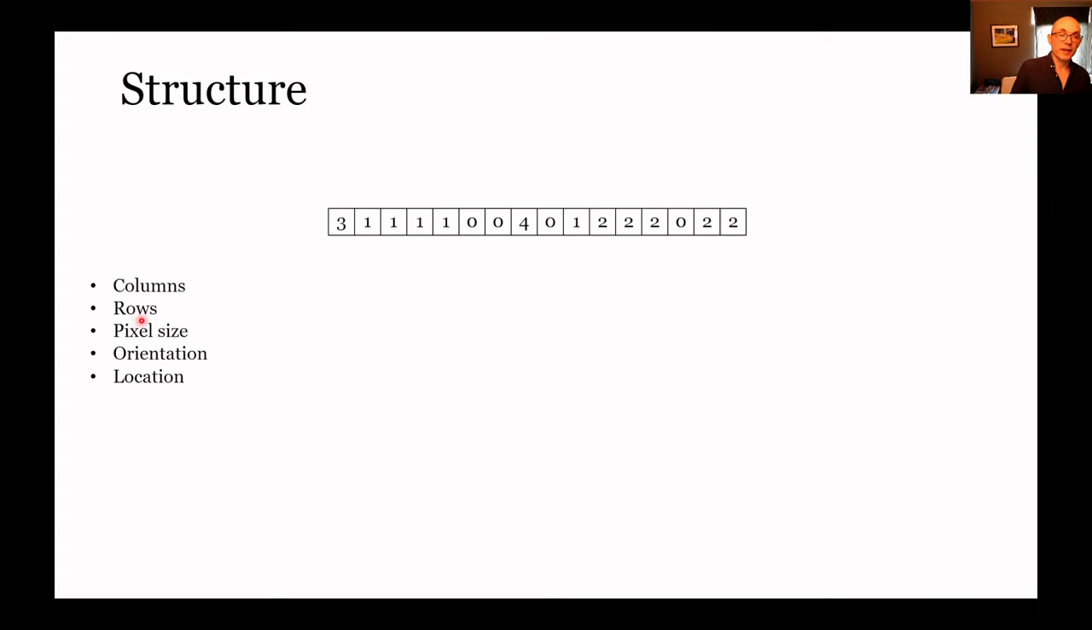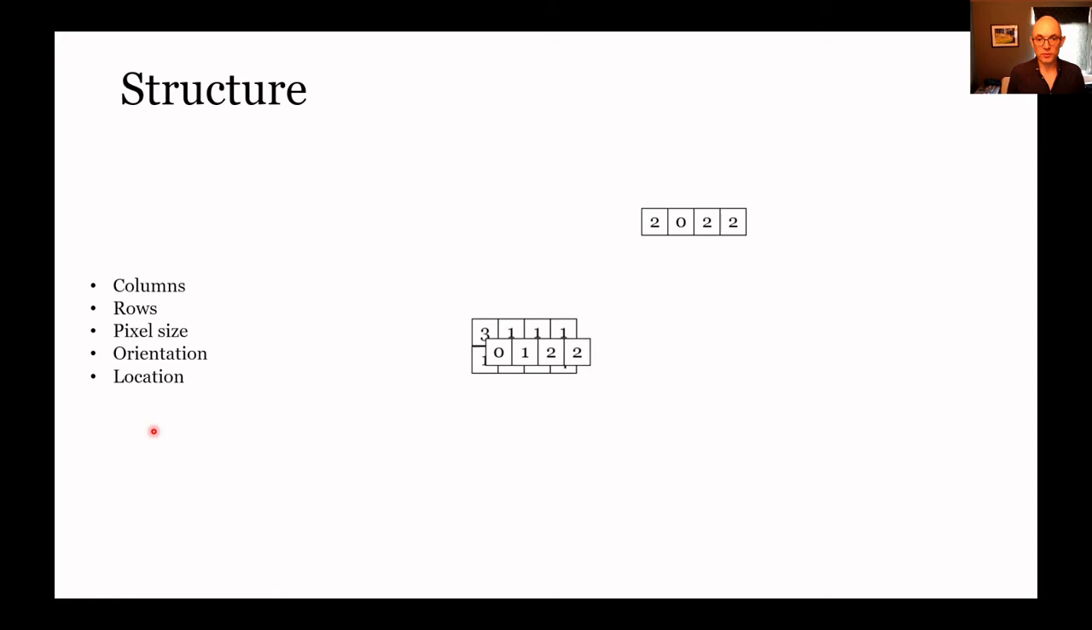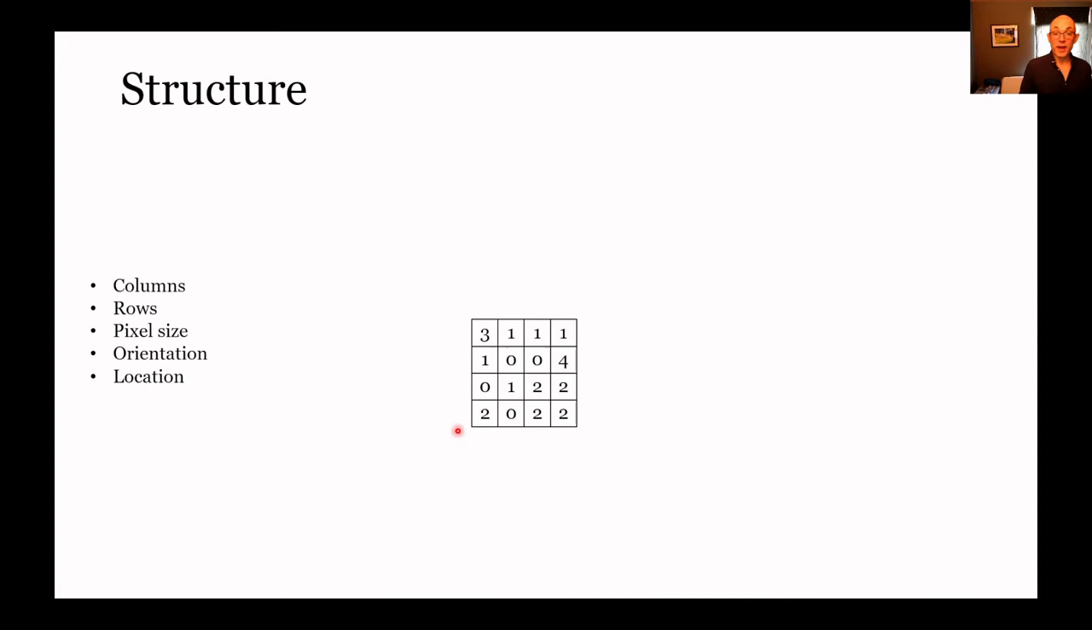The number of columns, the number of rows, their pixel size and their orientation and where in the world they are. So we take this information, we take the number of columns, and we say, well, there are four columns in our image and there are four rows. So we can take that stream of data, and after four pieces, we hack it off and then create a row with that. And then in the next four, we hack off and create another row. And that has created the basic image. We've now got something that looks like our raster.